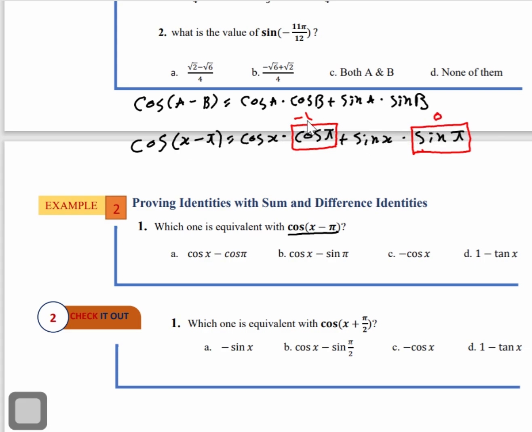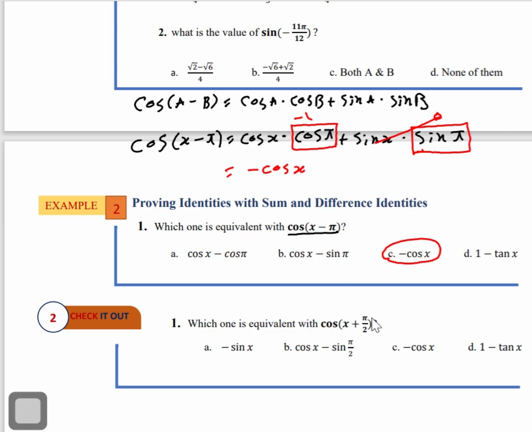So -1 multiplied by cosine x will be negative cosine x. And 0 multiplied by sine x or anything will be 0. So that one will be 0. Negative cosine x is remaining. So negative cosine x is our right answer.